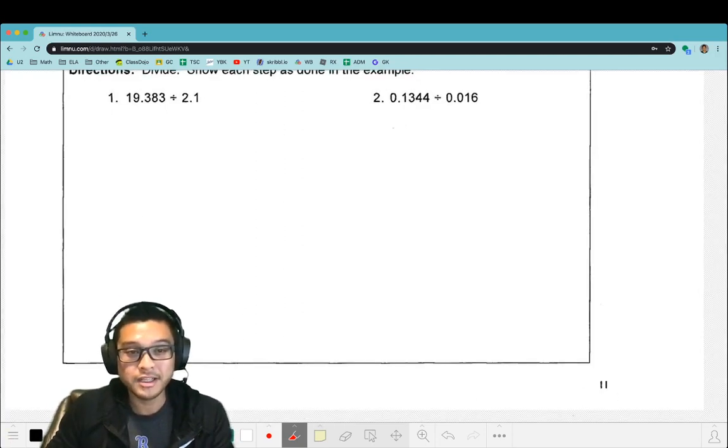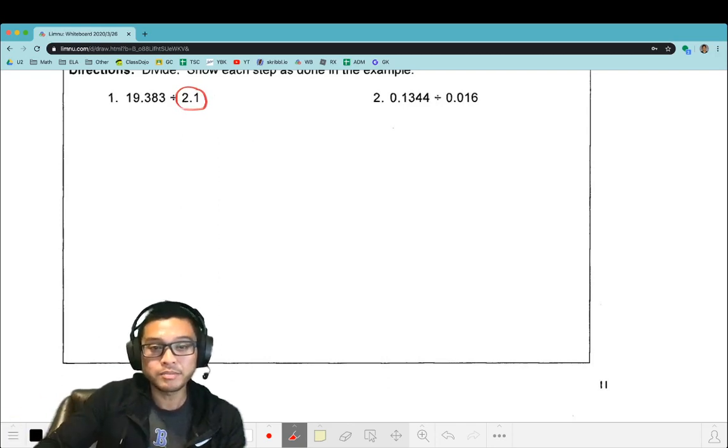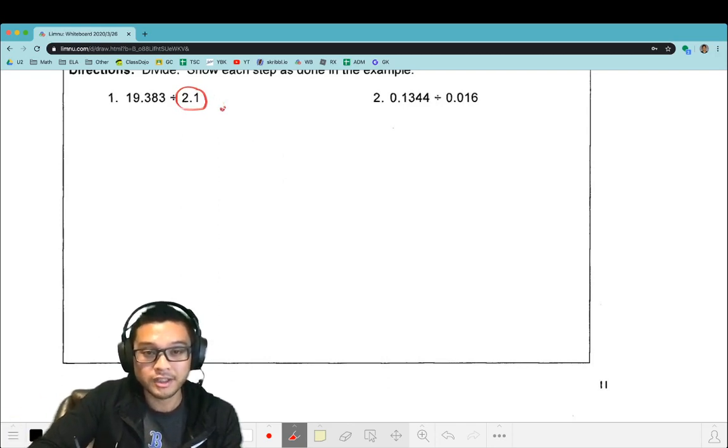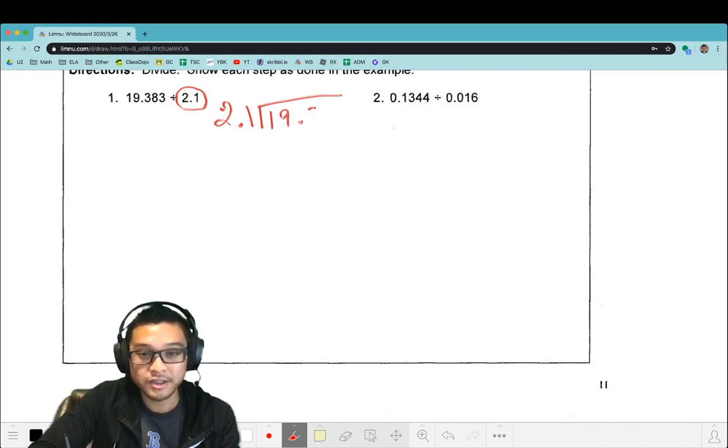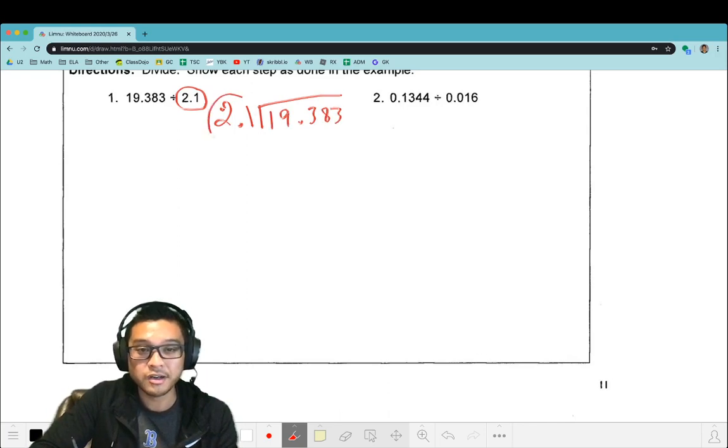So we've got 19 and 383 thousandths divided by 2 and 1/10. So the problem with this is right now we have a decimal as a divisor, the second number, and we don't want a decimal there. So when we write this problem, it's going to look like this. 2 and 1/10 on the outside, and then underneath the division box, we have 19 and 383 thousandths. And this is no good because it's hard to divide and think about decimals.